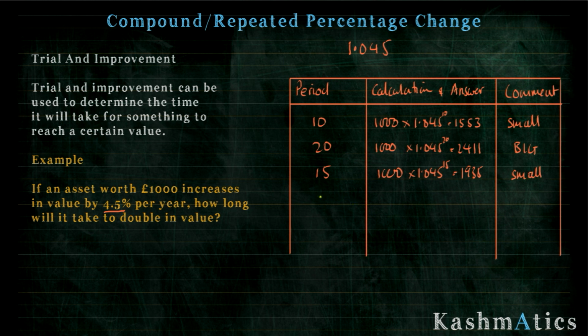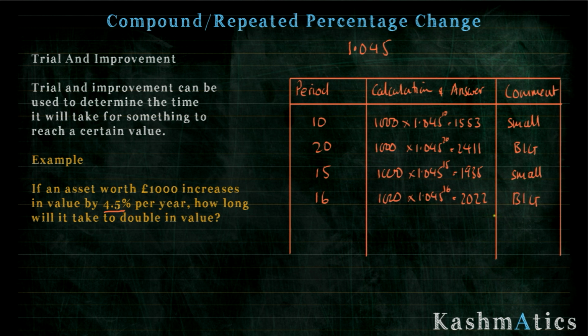so I'm almost there, but I need to be confident that 16 isn't going to be under as well. So let's just try 16. So that would be 1000 multiplied by 1.045 to the power 16, and that tips me just over. That's £2,022, and that is slightly over the amount I'm looking for.